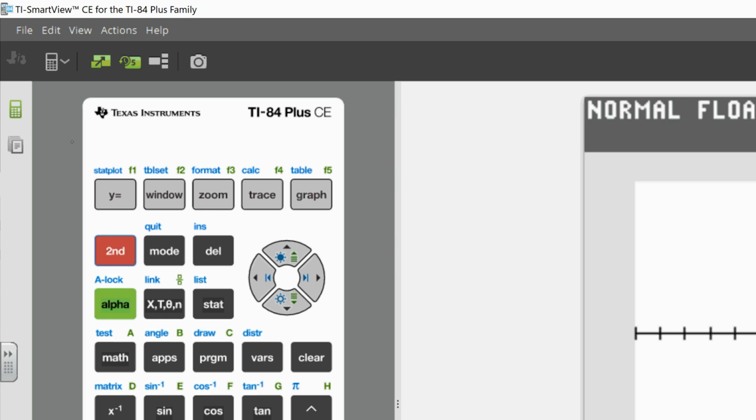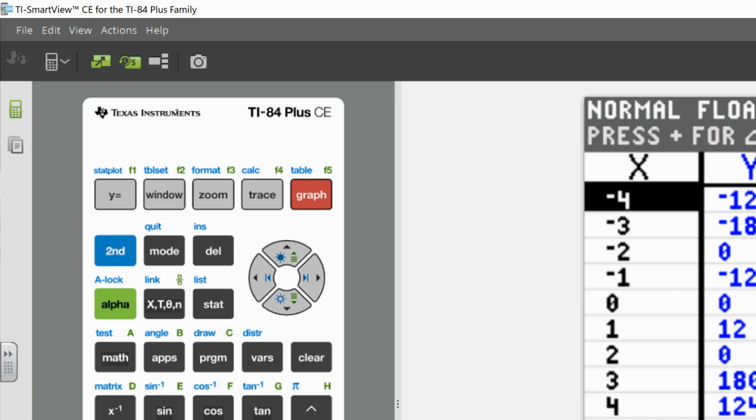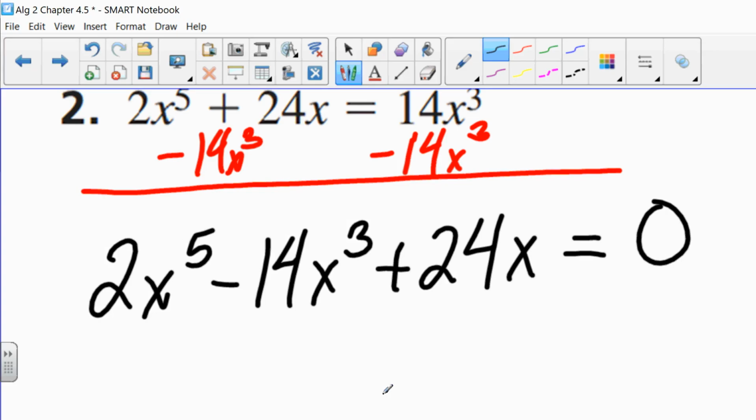Well, let's look at the table. So we have -2, 0, and 2. Now we do see that it does cross 2 more places, yes? But are they at whole numbers? No. So let's come back over here. So we said 0, -2, and 2. All right.